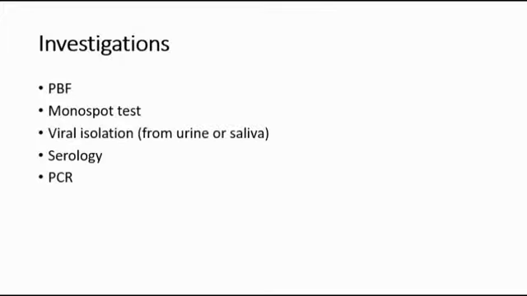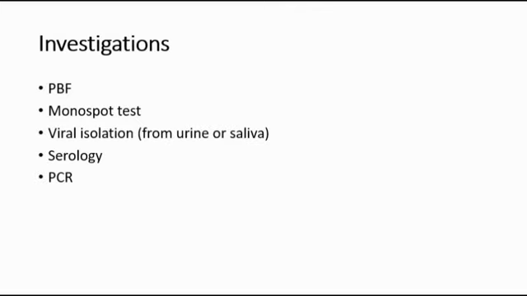So the investigations that can be done for cytomegalovirus infection are peripheral blood film, where we expect to see atypical lymphocytes. Monospot test, if negative, indicates the absence of heterophile antibodies. Heterophile antibodies are those antibodies induced by external antigens. We can also do viral isolation from urine or saliva.